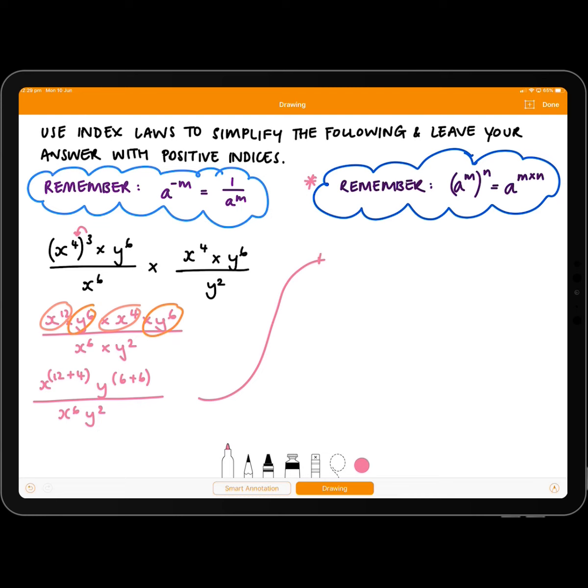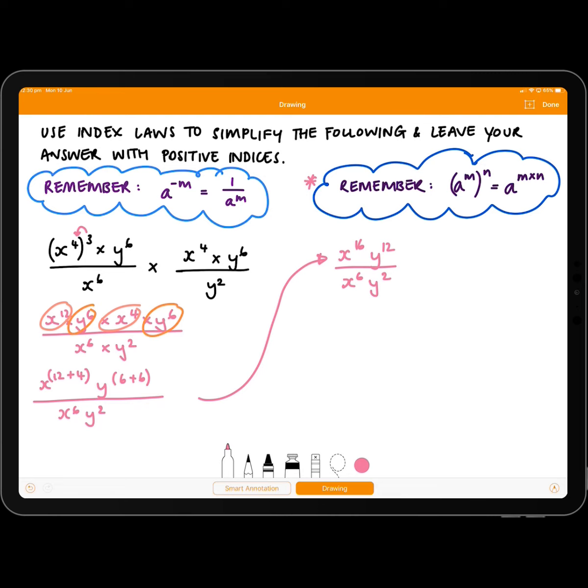So I'm just going to move up here where I have a bit more space. So simplifying that now, I've got x to the power of 16, because 12 plus 4, times y to the power of 12, because it's the power of 6 plus 6. And divide that by x to the power of 6, and then y to the power of 2. Again, here we're dividing, so what we can do is simplify our expressions.